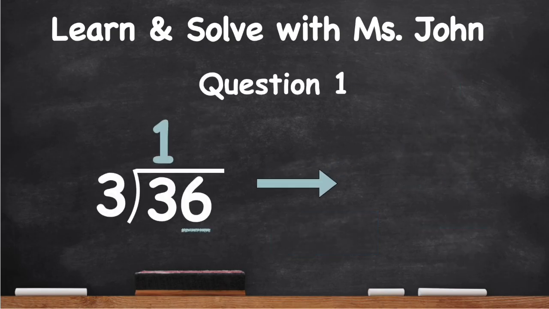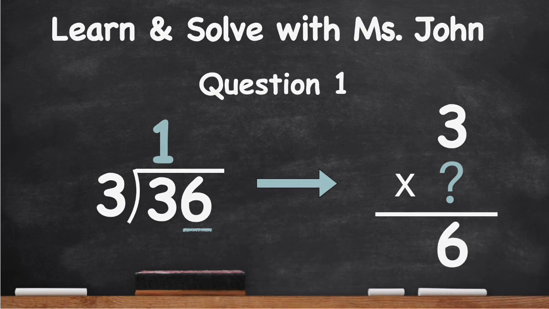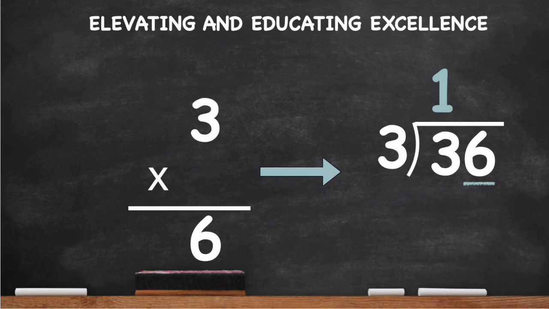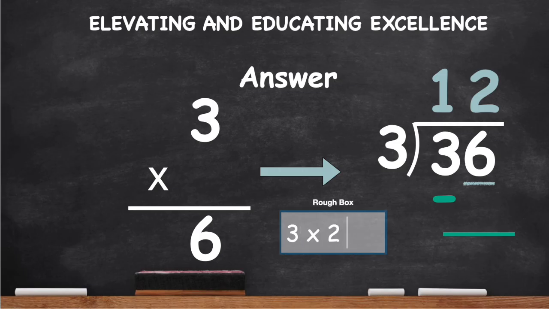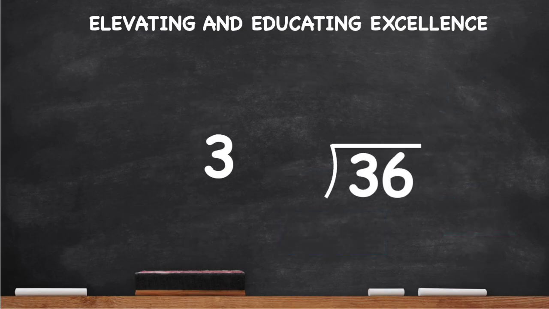So now let's divide the 6. 6 divided by 3. So 3 times what gives us 6? 2. Now we're going to move that 2 on top of the 6. And then we got to find out, what are we going to subtract that 6 by? So in that rough box, we're going to write 3 times 2. 3 times 2 equals 6. So we're going to move that 6 underneath the other 6, and we're going to do 6 minus 6. 6 minus 6 equals 0. So the answer is 12.